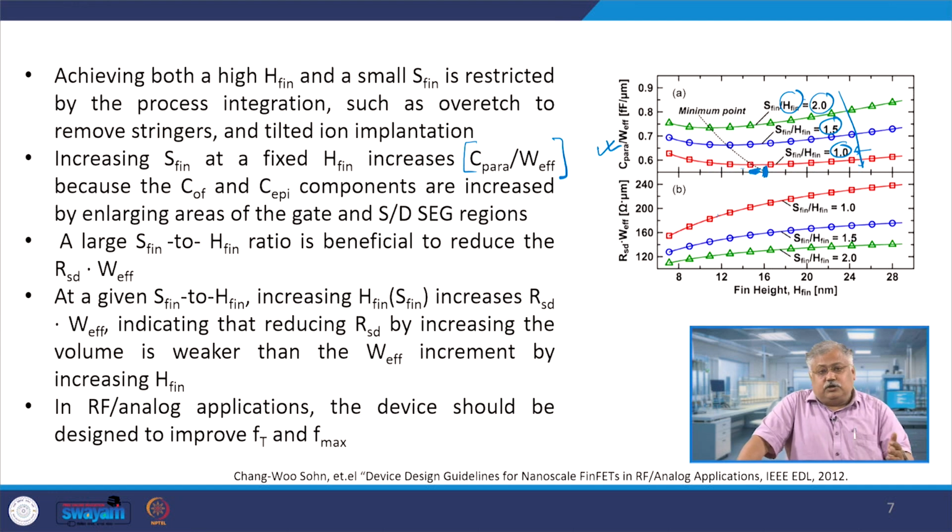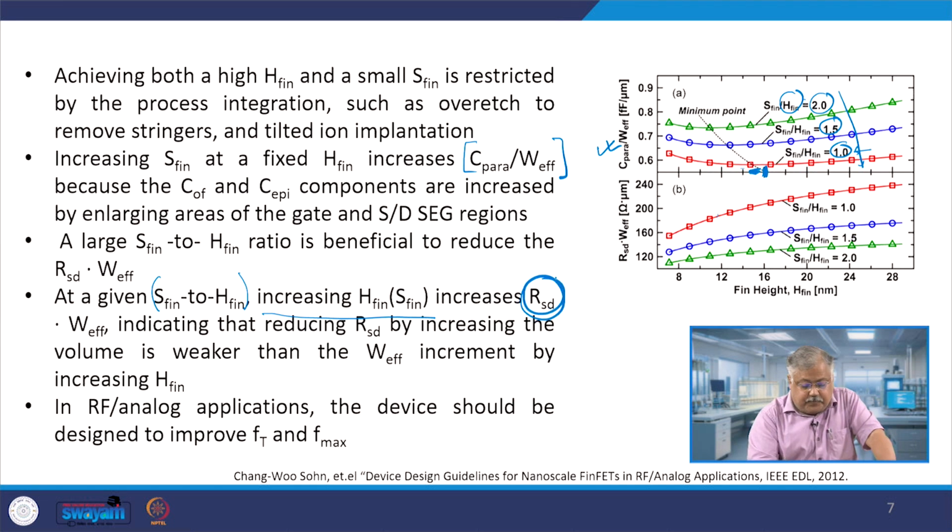Now, we have discussed this point earlier also, that a large S-fin to H-fin ratio is beneficial. A large H-fin is beneficial to reduce the total source drain resistance as well as W effective. Therefore, for a given S-fin to H-fin ratio, increasing the height of the fin or the fin pitch, the distance between the two fins, increases the RSD value and W effective.